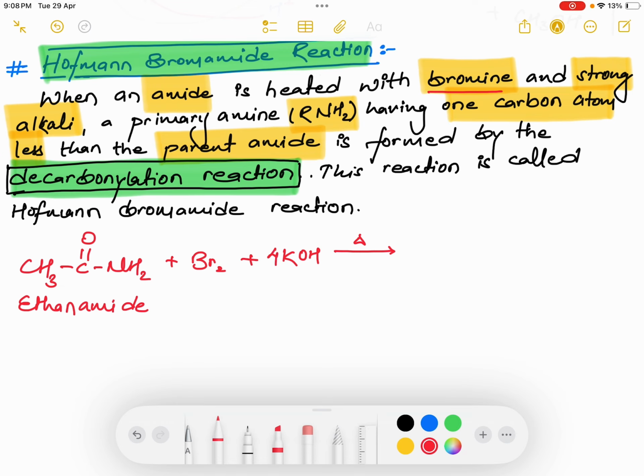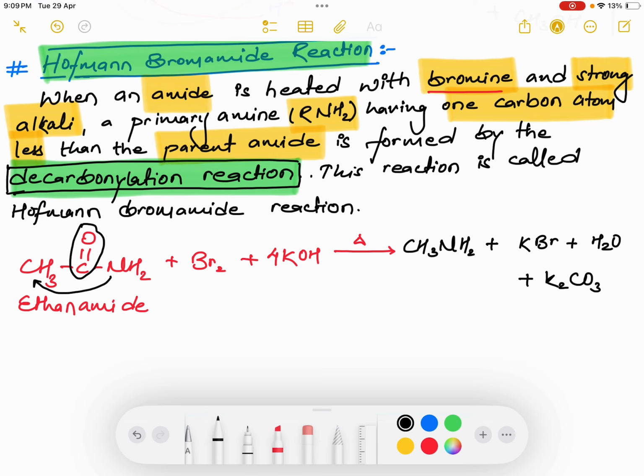What will form? So it is saying that this carbonyl group, sorry, will be removed and this NH2 will come and attack directly with this carbon. So it will be CH3NH2 along with the formation of KBr and then water along with the liberation of K2CO3. So the byproduct will almost remain the same.